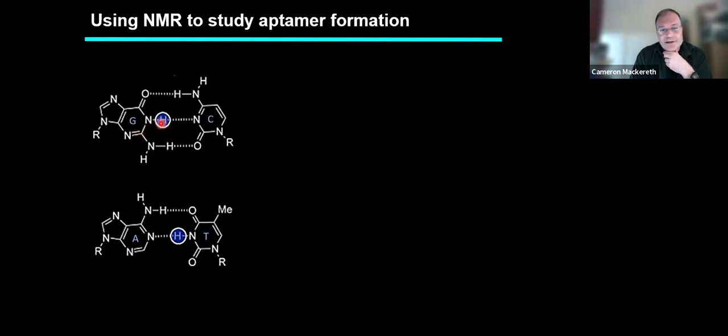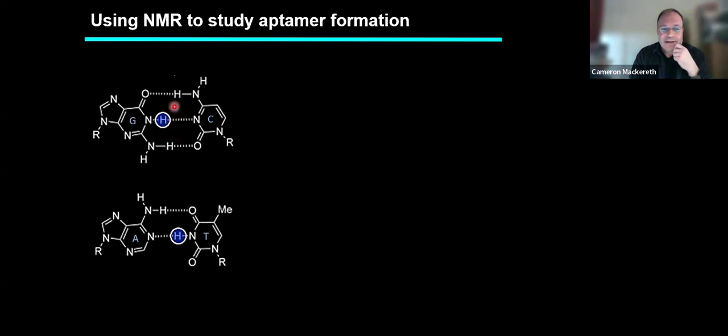And we look at those in particular because in a base that is free in solution, so if you just had a guanine base, this hydrogen would actually rapidly exchange between bound to the base and exchanging with the solvent, which is usually water. So because of that, they're usually not visible in an NMR spectrum. The signal gets averaged or it just isn't there for long enough to be detected by the NMR experiment.